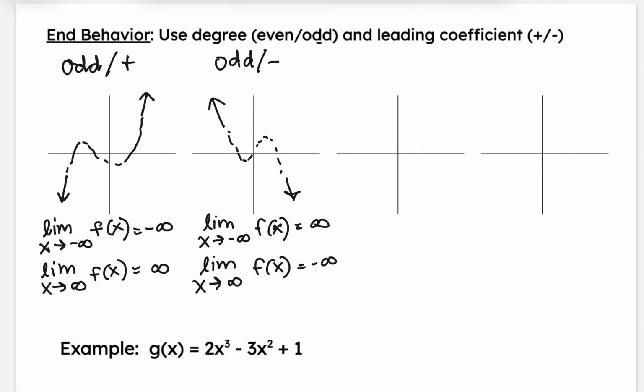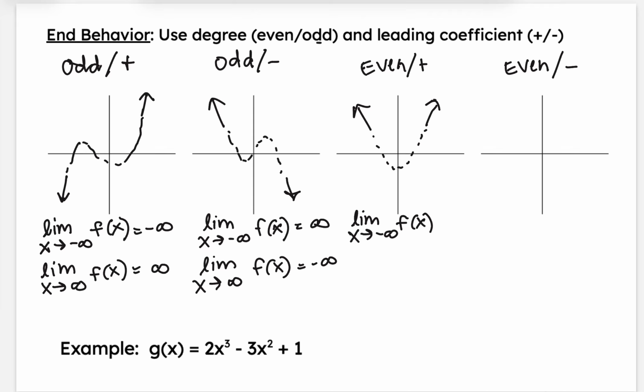Our last 2 types are even and positive, and even and negative. Even and positive, we can think of like a quadratic that has an a value that's positive and it opens up. So for that, our end behavior, the limit as x approaches negative infinity, is going to go up. So it's going to go to positive infinity. And as we go to the right, it's also positive. Notice again that the first part of the limit notation that I'm writing never changes.